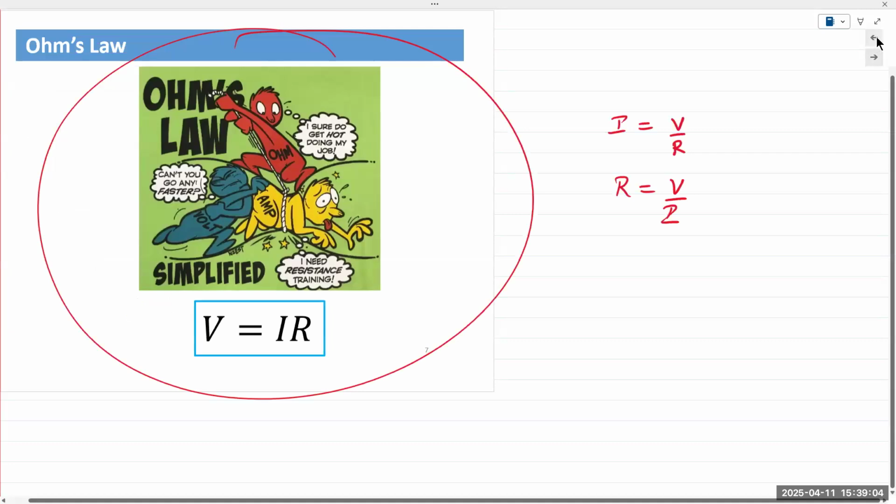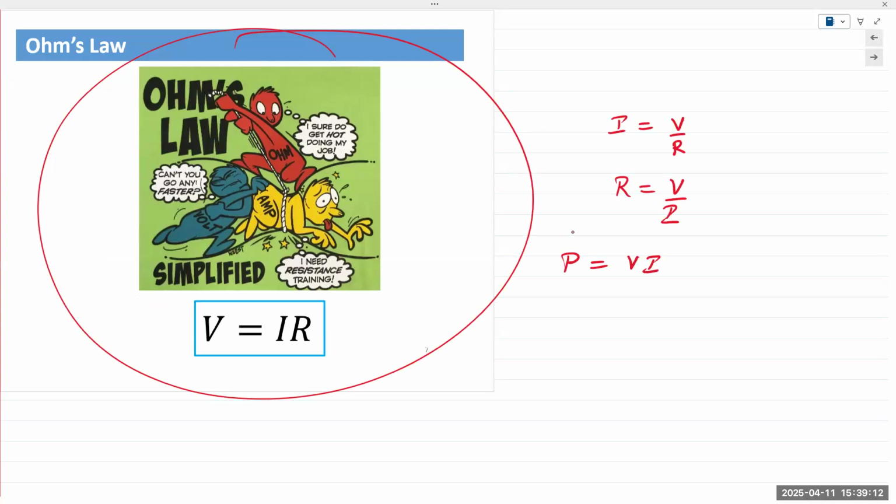We have V equals IR. What is the equation for power? P equals VI, the product of voltage and current. Electrical power is always the product of voltage and current. So if you have Ohm's law, V equals IR, and you have P equals V times I, you can combine these equations to obtain two more equations.